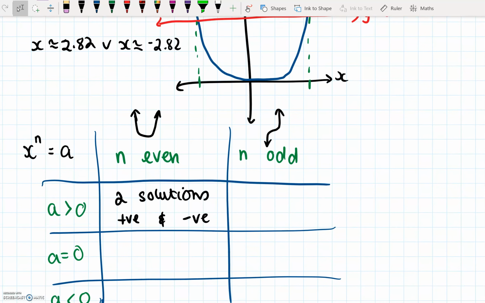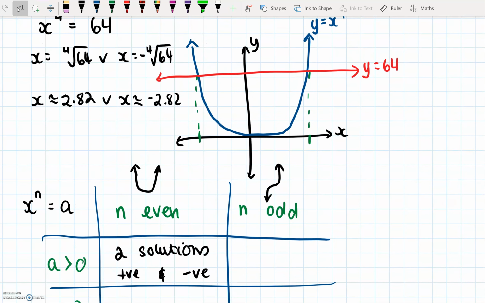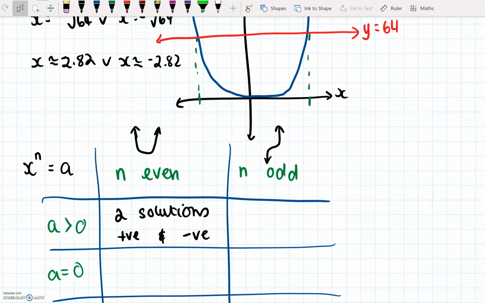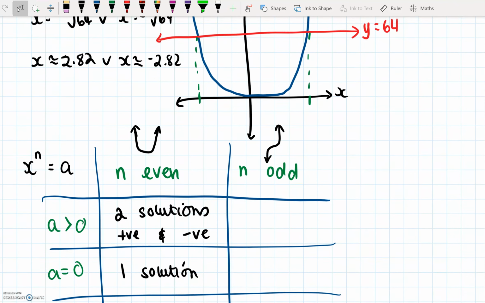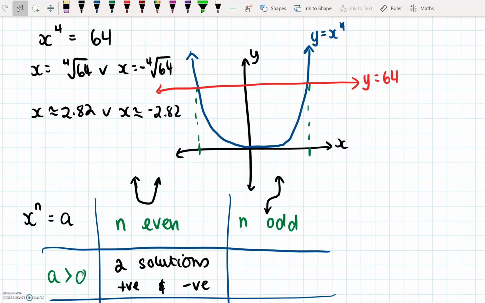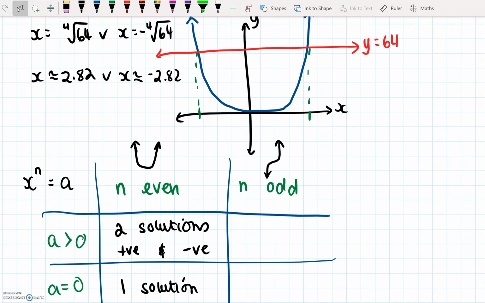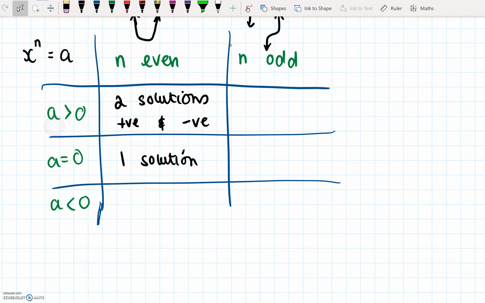Okay, if a is equal to 0, so if our red line here was on the x-axis, then we would have one solution. Okay, and if a is negative, that means it's below the x-axis here, which means the two lines don't ever intersect. So that means we have 0 solutions. And when I say one solution here, the answer is just that x equals 0.